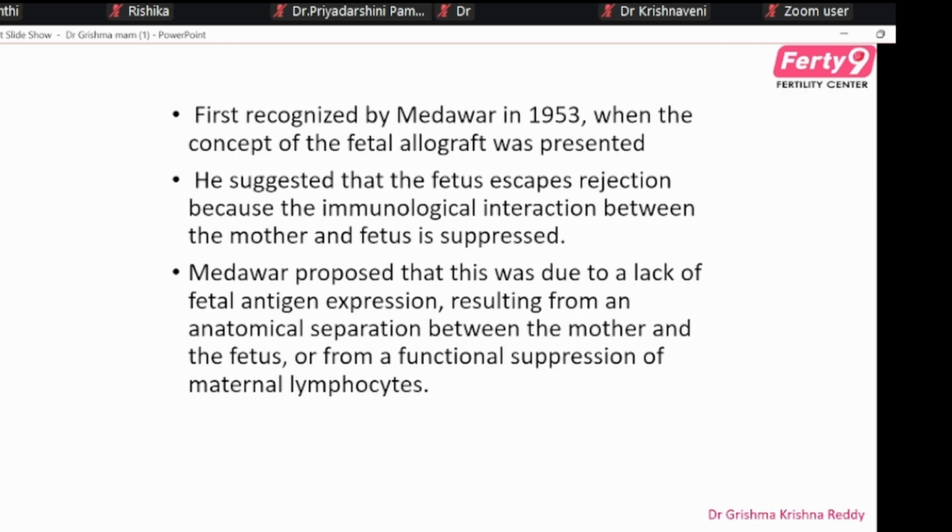When the concept of the fetal allograft was presented, he suggested that the fetus escapes rejection because the immunological interaction between the mother and fetus is suppressed. He proposed that this was due to a lack of fetal antigen expression resulting from an anatomical separation between the mother and the fetus, or from functional suppression of maternal lymphocytes.